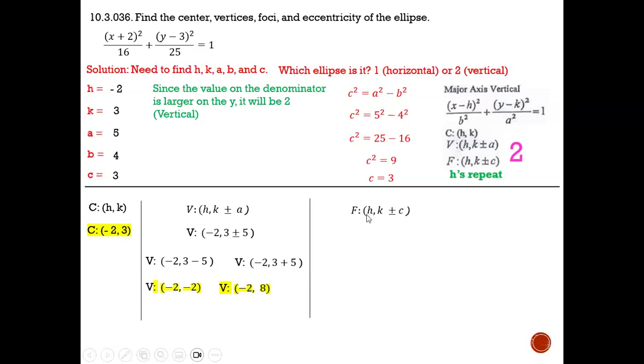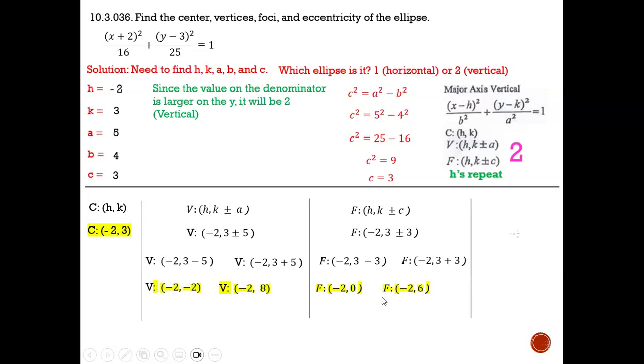My foci are H, comma, K plus or minus C. So I have negative 2 for H. K is 3, C is 3, so I'm going to add and then subtract 3. So negative 2, 3 minus 3, and negative 2, 3 plus 3. So what does that give me? Negative 2. 3 minus 3 is 0, so that's one focus point. Negative 2 and 3 plus 3. 3 plus 3 is 6. That's my other focus point. So those are the values that we needed for those.